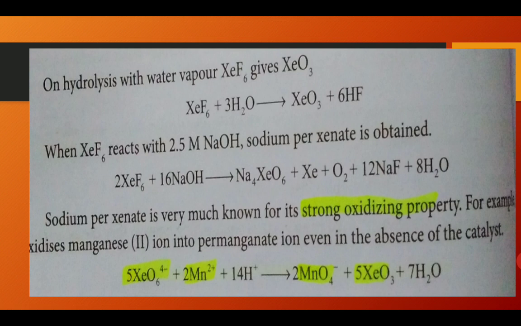And finally, sodium perxenate is very much known for its strong oxidizing property. Na4XeO6 is a strong oxidizing agent. For example, it oxidizes manganese 2 ion into permanganate, MnO4 minus. The equation is down there. 2Mn2 plus is changed into 2MnO4 minus. So this is the oxidizing property of sodium perxenate.